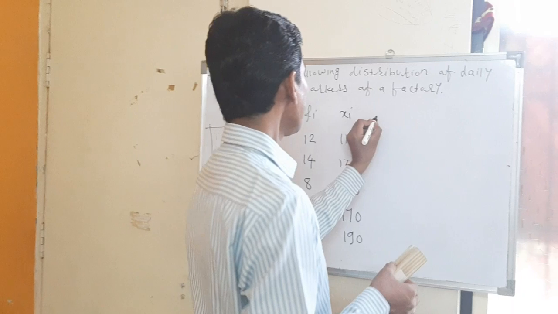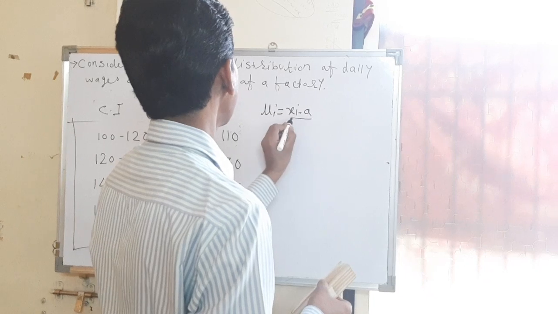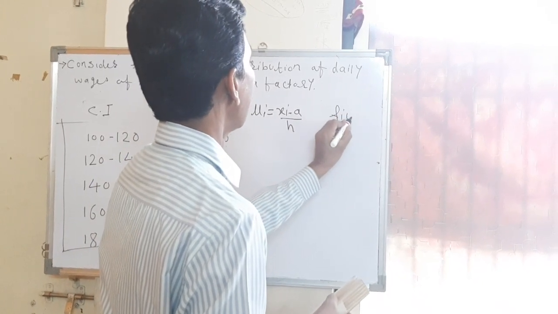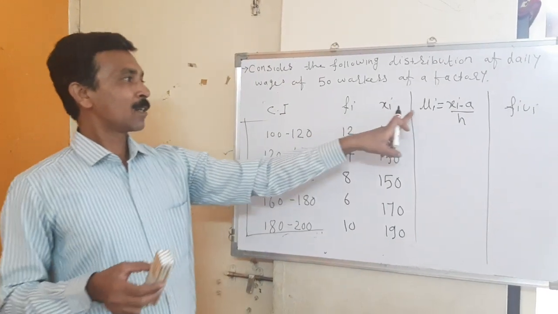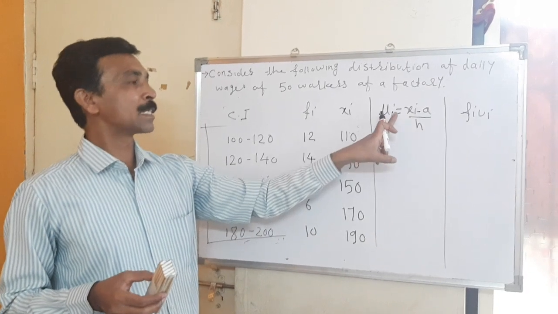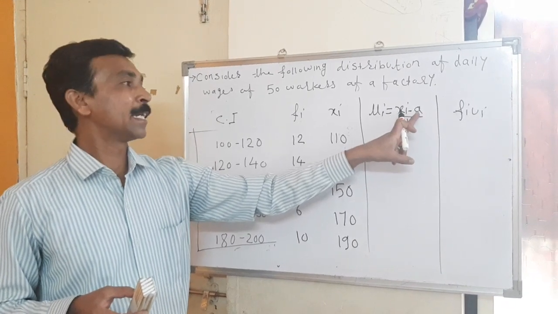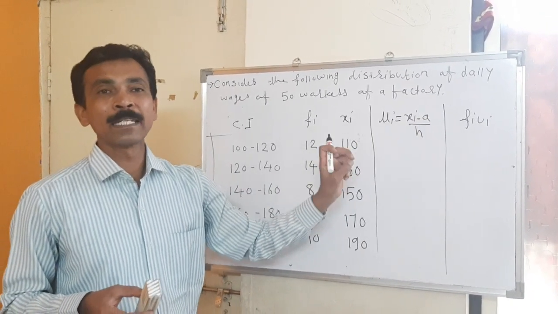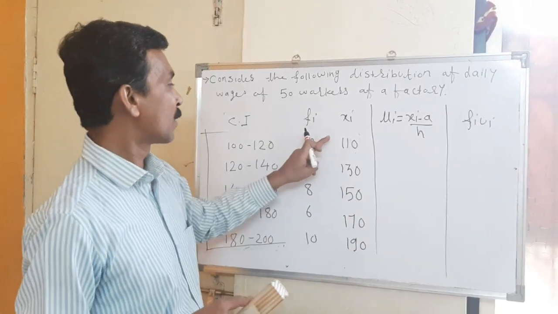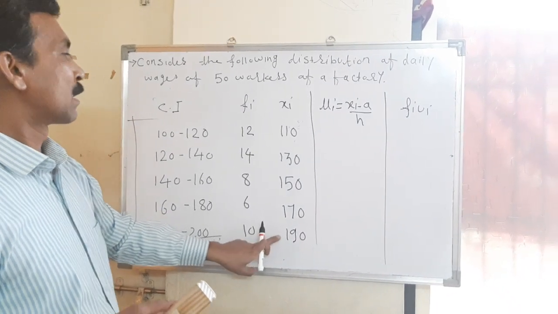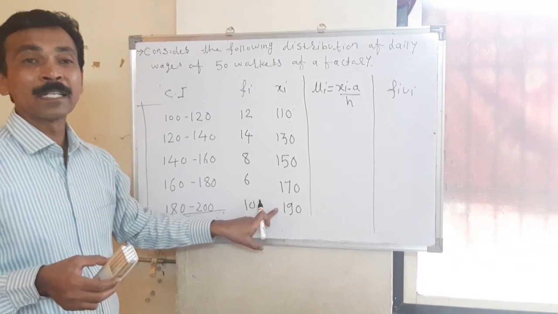Now the next part is we have to find Ui. Ui is equal to Xi minus A upon h, and the last column is Fi Ui. After finding Xi, you have to find Ui. Xi means class mark. A is the assumed mean. Assumed mean means we have to see the average from Xi. Here there are 5 numbers, means they are odd. So you have to take the middlemost number, which will be A.